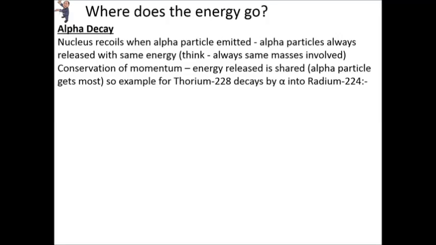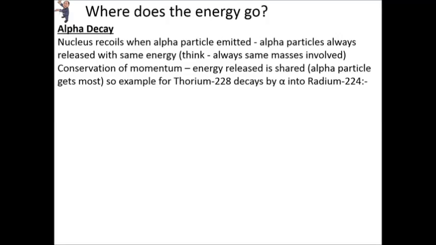But what actually happens? Well, in alpha decay, the nucleus recoils when the alpha particle is emitted. So the alpha particle is always released with the same energy. If you think, the same masses are involved, so we've got a conservation of momentum idea. So every time a particular isotope decays via alpha, the momentum of the two particles is the same, or the total is the same, and the energy released is shared between the alpha particle and the daughter nucleus, and the alpha particle gets most of it.